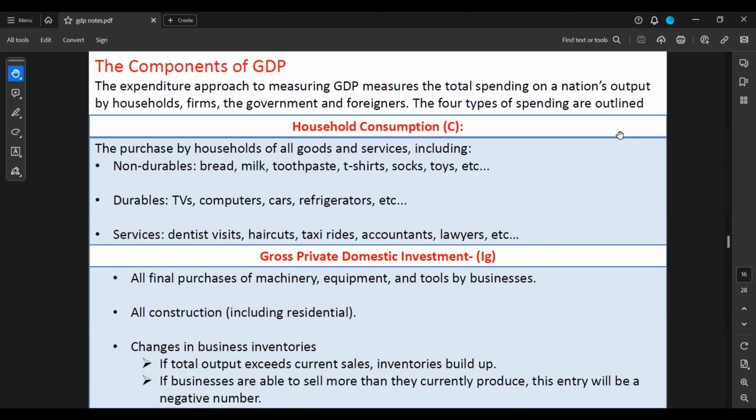Gross private domestic investment: all final purchases of machinery, equipment, and tools by businesses, all construction including residential. Changes in business inventories. If total output exceeds current sales, inventories build up. If businesses are able to sell more than they currently produce, this entry will be a negative number.